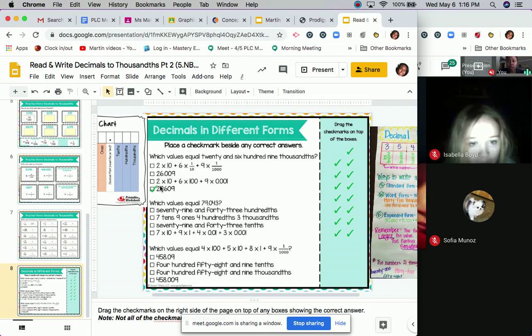But we can look here. 20 in the tens place, that 2 in the tens place, correct. 6 in the tenths place, that part is still correct. And 9 in the thousandths place, that part is correct. So I can grab another check mark because that one is also correct. All right. So just using the check marks to show correct answers.